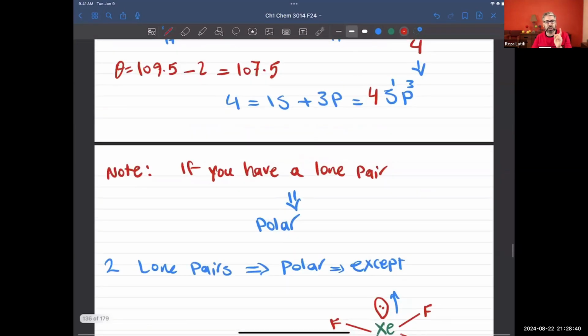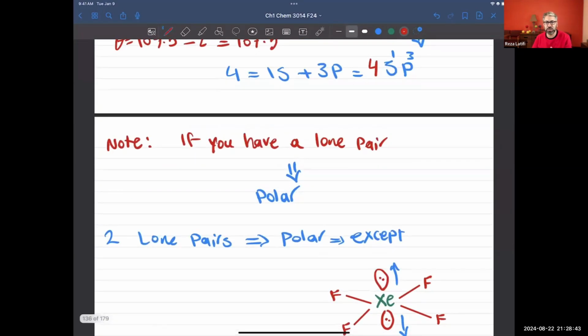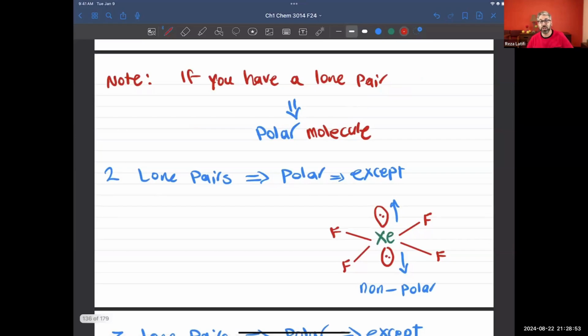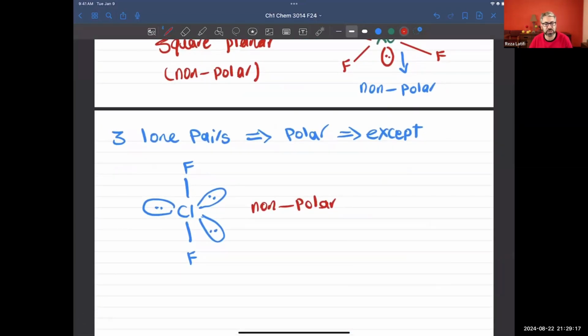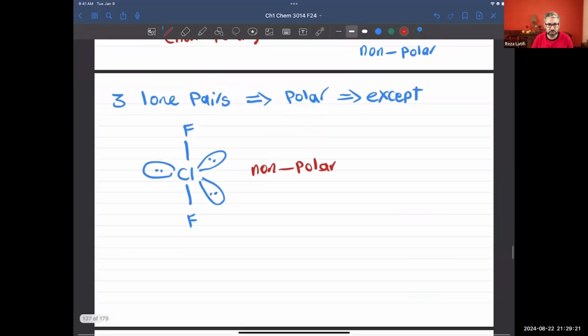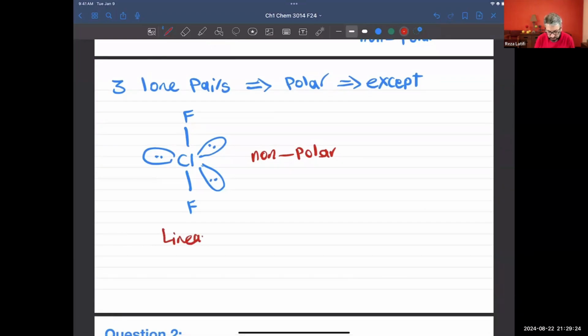Let's review what we said. If we have 1 lone pair, that is enough to make the molecule polar. If you have 2 lone pairs, your molecule will be polar, except when you are talking about square planar. That one will be non-polar. How about 3 lone pairs? Yes, it will be polar, except when you are dealing with linear geometry.